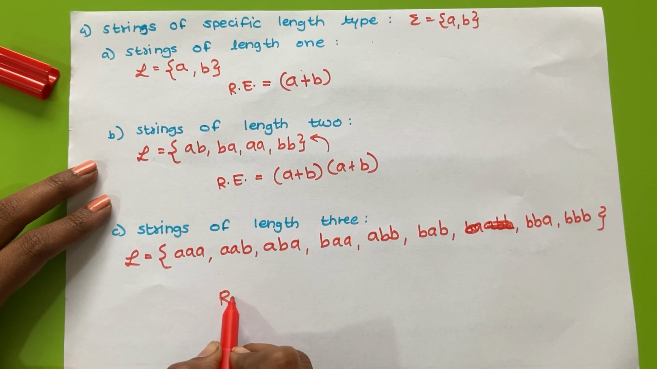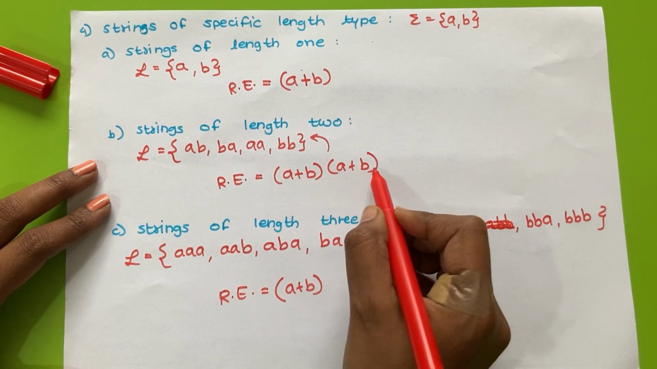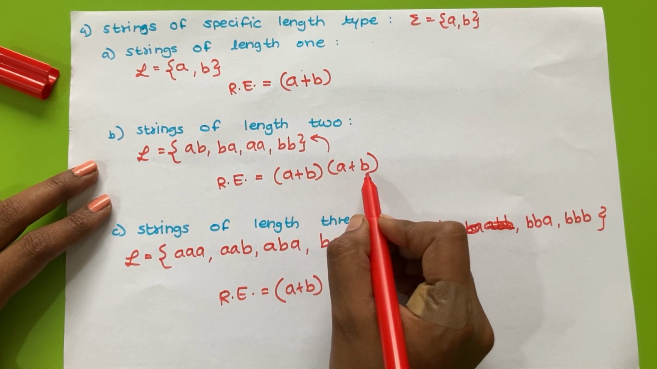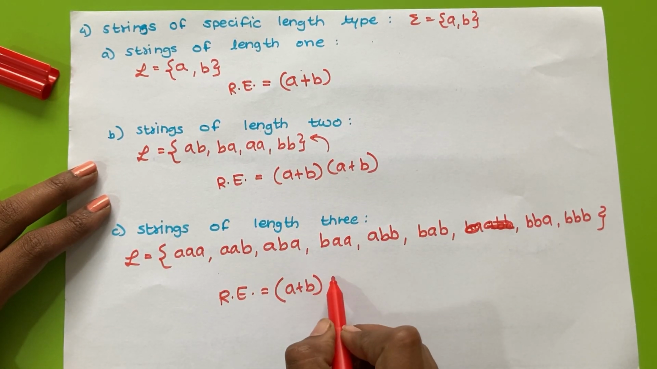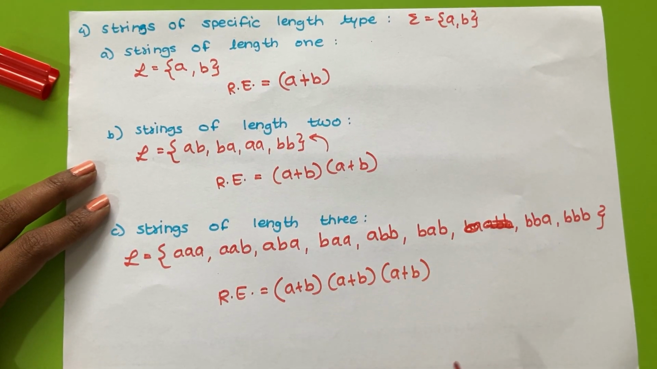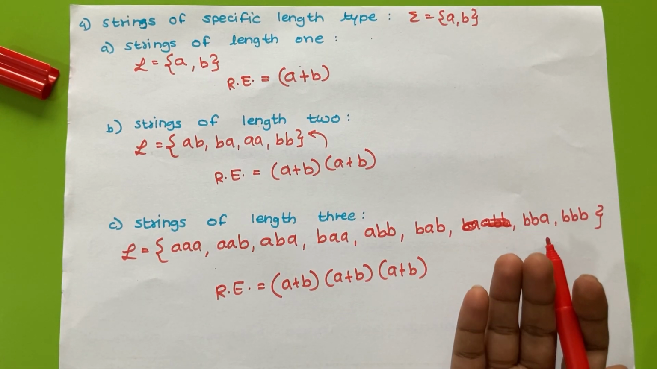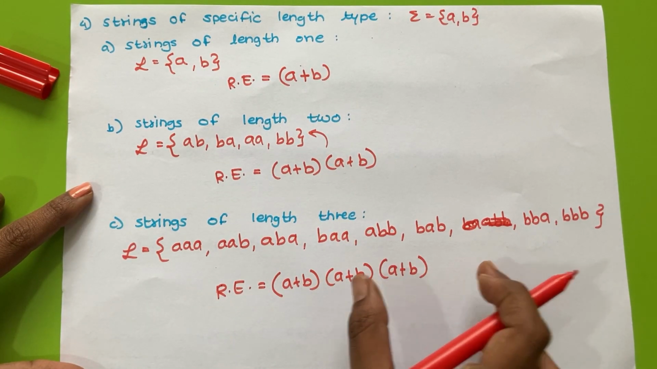So how can I write the regular expression for this? Similar to this, where we wanted length 2, if we want 3 length, then 3 brackets will be there. So we have to just append one more bracket of (a+b). If we want more length, then we should add one more bracket.